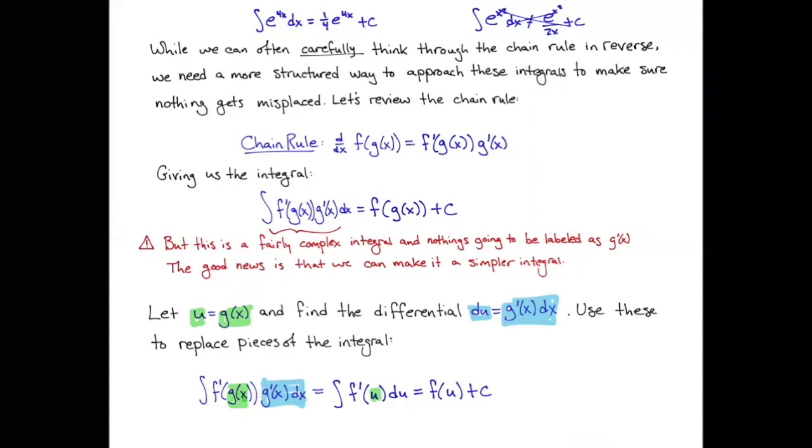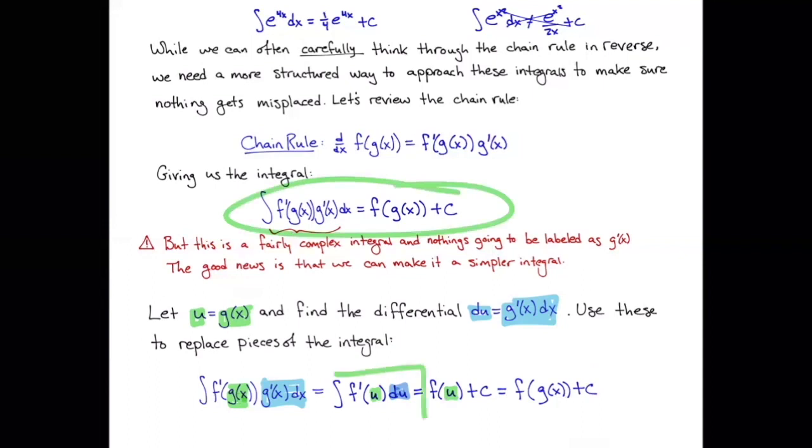And then we look at this and say, oh, wait, let's look at all the highlighted pieces: u, du, and then u again. And so now we can substitute back that u is g of x, plus c, and we get the answer that we already knew up here. But this is an organized way to make a cleaner integral that will be easier to see. Let's see this in practice.